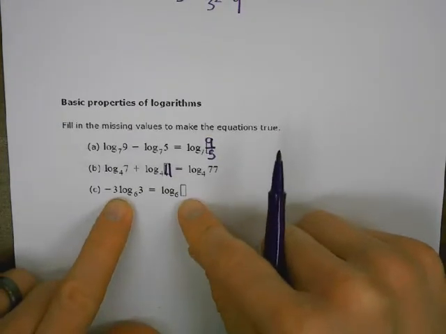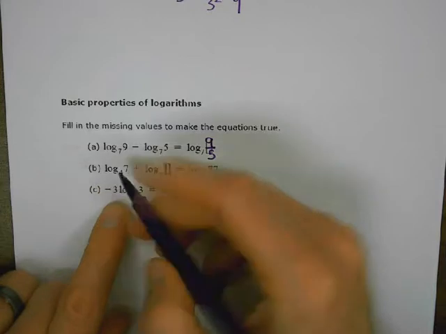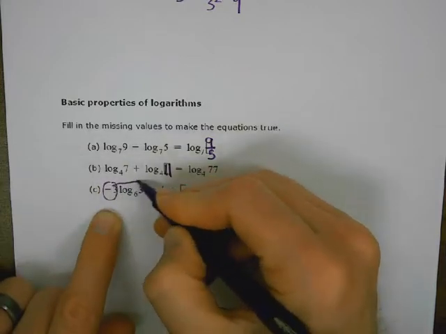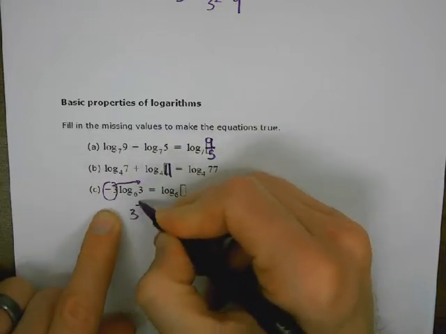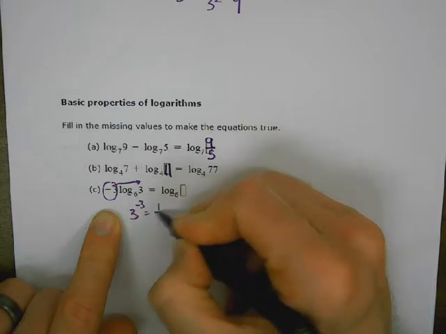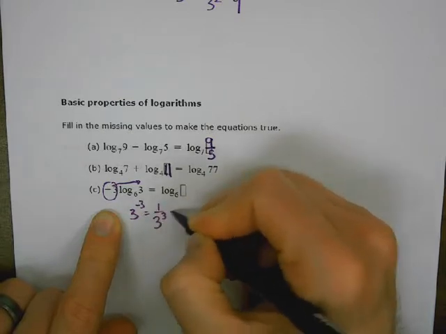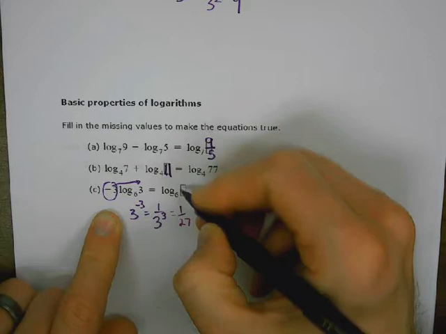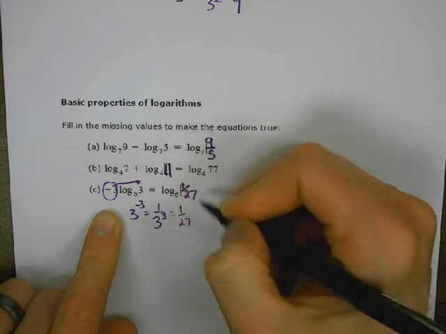And then this one, I'm thinking maybe the power rule. If I have this number, I'm going to bring it up as the exponent and make it 3 to the negative 3, which is 1 over 3 to the positive 3, which is 1 over 27. So this has to be 1 over 27.